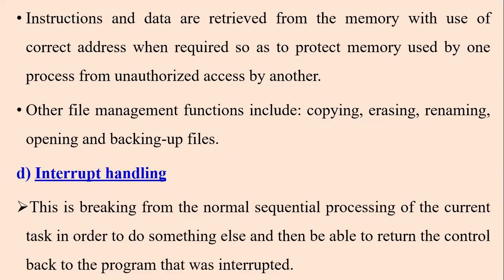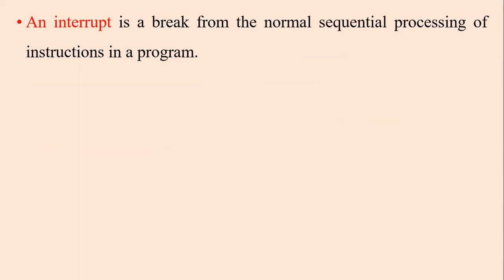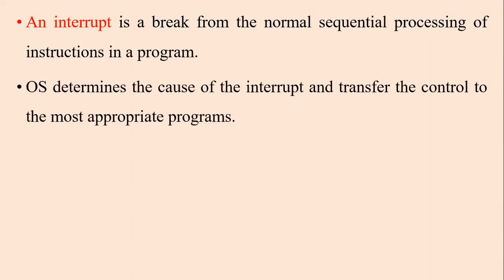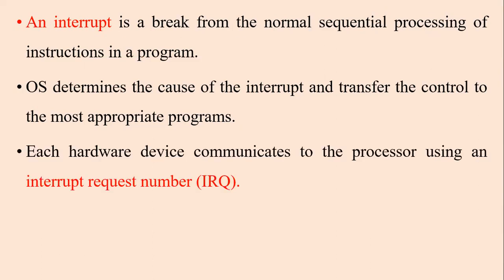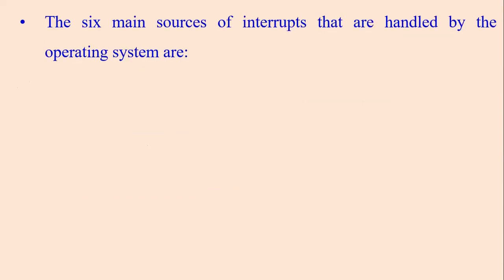Interrupt handling. This is breaking from the normal sequential processing of the current task in order to do something else and then be able to return the control back to the program that was interrupted. An interrupt, in this case, is a break from the normal sequential processing of instructions in a program. The operating system determines the cause of the interrupt and transfers the control to the most appropriate programs. Each hardware device communicates to the processor using what we call an interrupt request number, or IRQ.